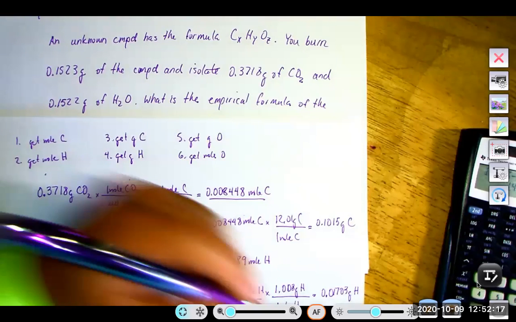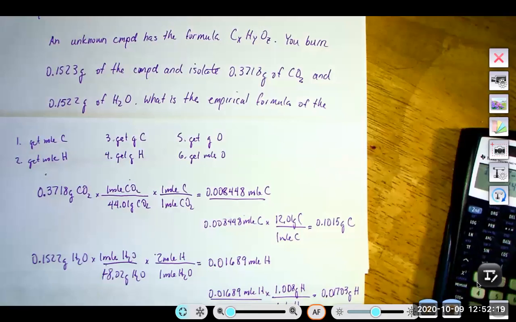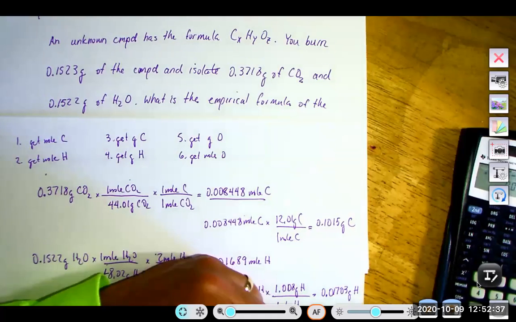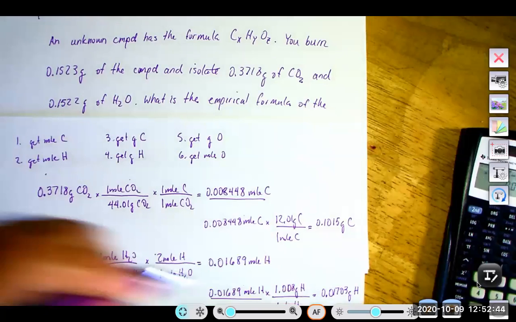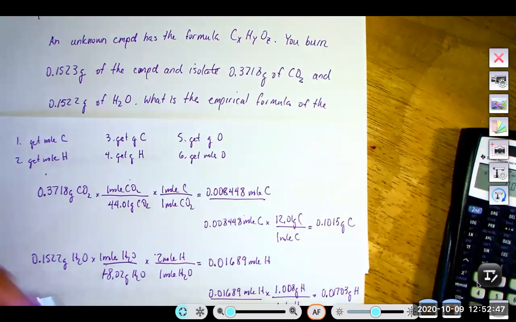Okay, so 0.1523 minus 0.1015 minus 0.01703, and we get 0.0338 grams of oxygen. This is good to 4 places past the decimal. This is good to 4 places past the decimal. This is good to 5 places, so I'm going to round to 4 places past the decimal.